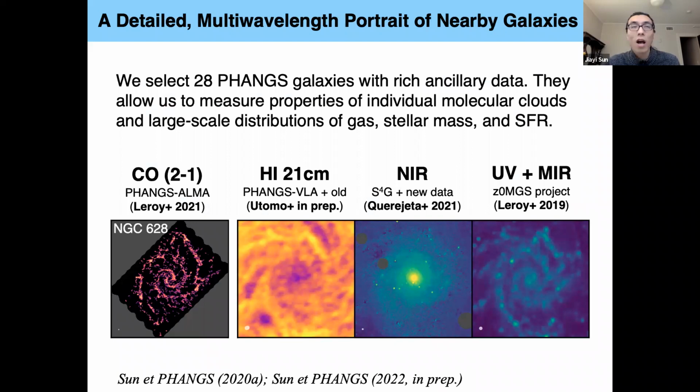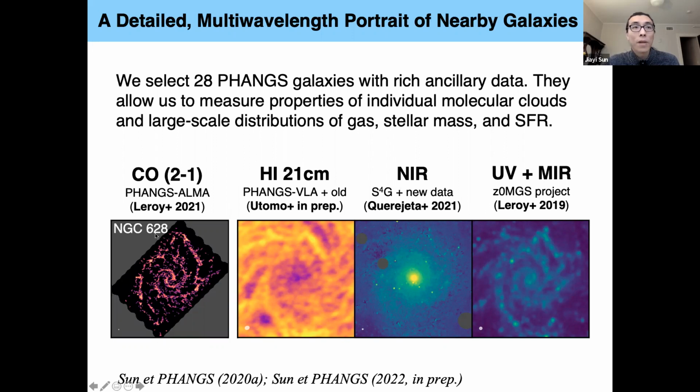So to do this, we select a sample of 28 galaxies from the PHANGS sample. The PHANGS survey is a nearby galaxy survey that targets massive, mostly face-on and actively star-forming galaxies. The backbone of this PHANGS project consists of CO 2-1 observations by ALMA at very high resolution. The resolution is typically 1 arcsecond, which corresponds to about 50 to 150 parsec in those galaxies. This means that the CO 2-1 observations across the entire galaxy disks allow us to know the gas distribution and kinematics on individual molecular cloud scales.